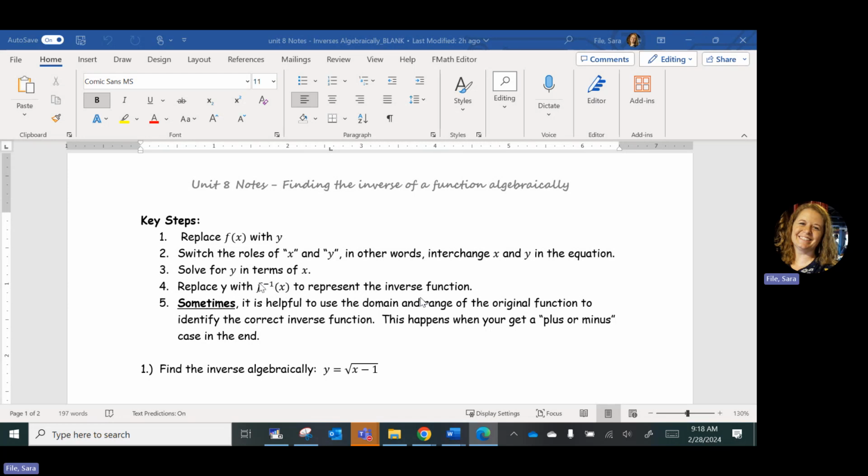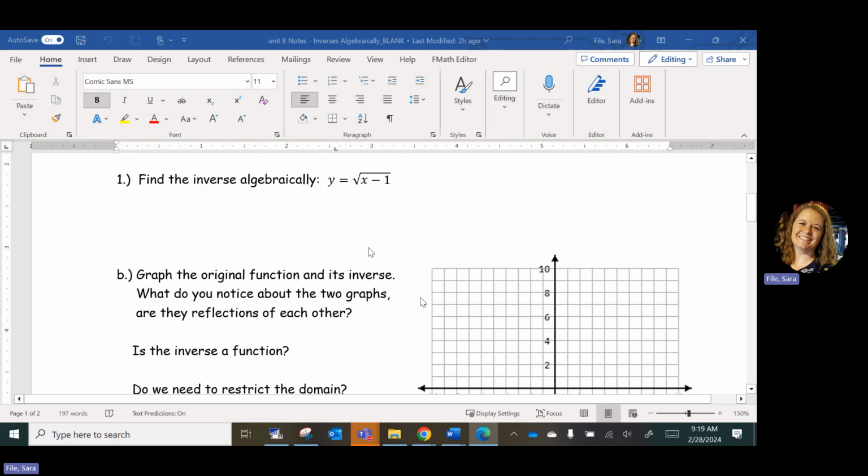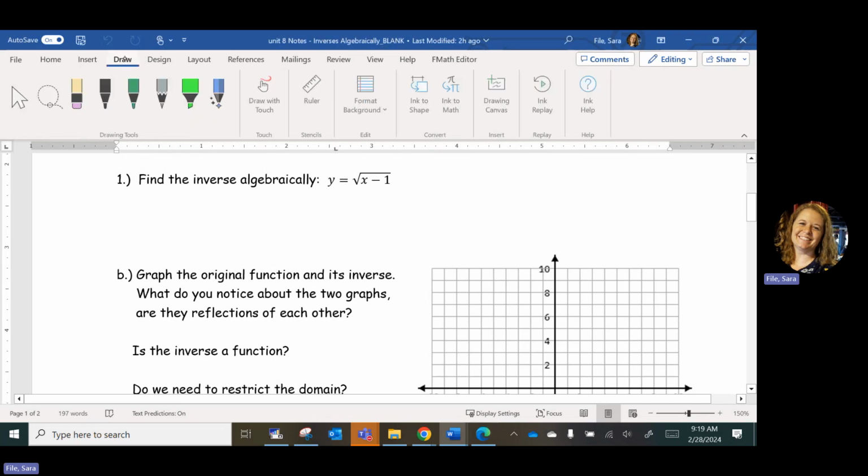Remember, the notation for an inverse function is to have that little -1 up there in the superscript. So f inverse of x is how we read that. Now it says sometimes it's helpful to use the domain and range of the original function to identify the correct inverse function, and that this happens when you get a plus or minus case in the end. So we'll look at that when we get to one of those. In number 1, it says to find the inverse algebraically, so we're going to go through those steps we just listed, and then we'll take a look at the graph like we did with the previous set of notes.